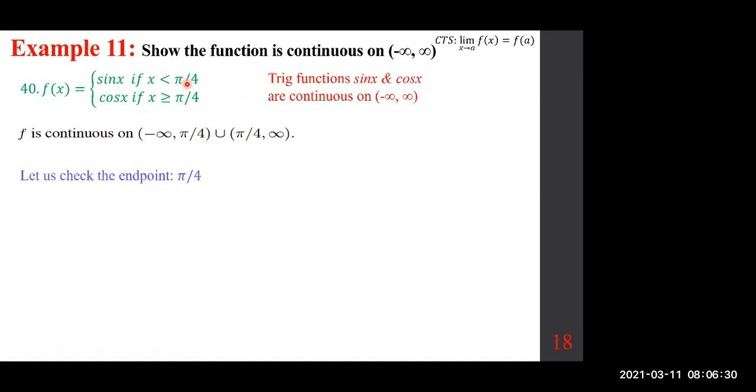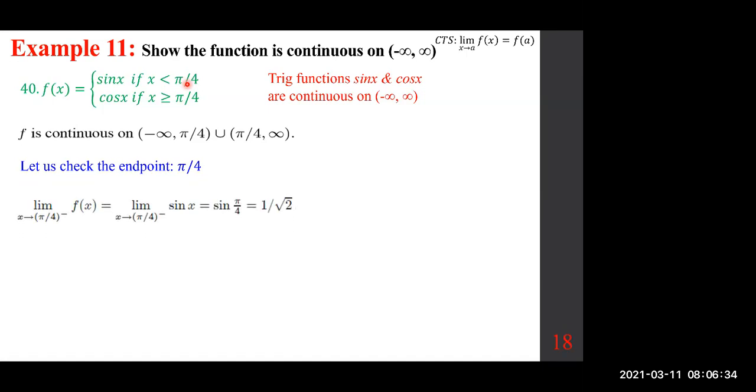Let's do that. We take the limit as x approaches pi over 4 from the left. That means you're dealing with the top branch, and as you know, sine of pi over 4 is square root of 2 over 2, or 1 over square root of 2. Let me just write that.